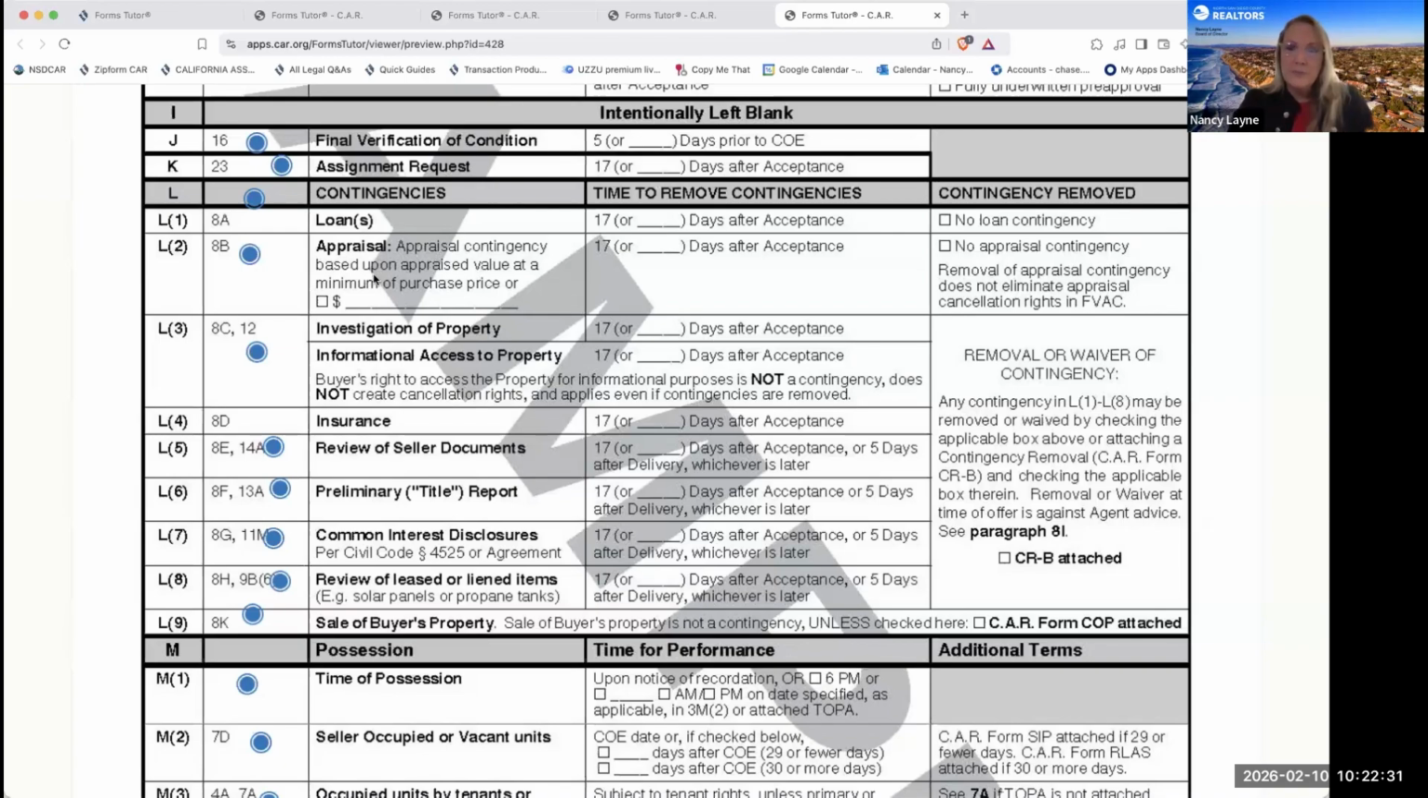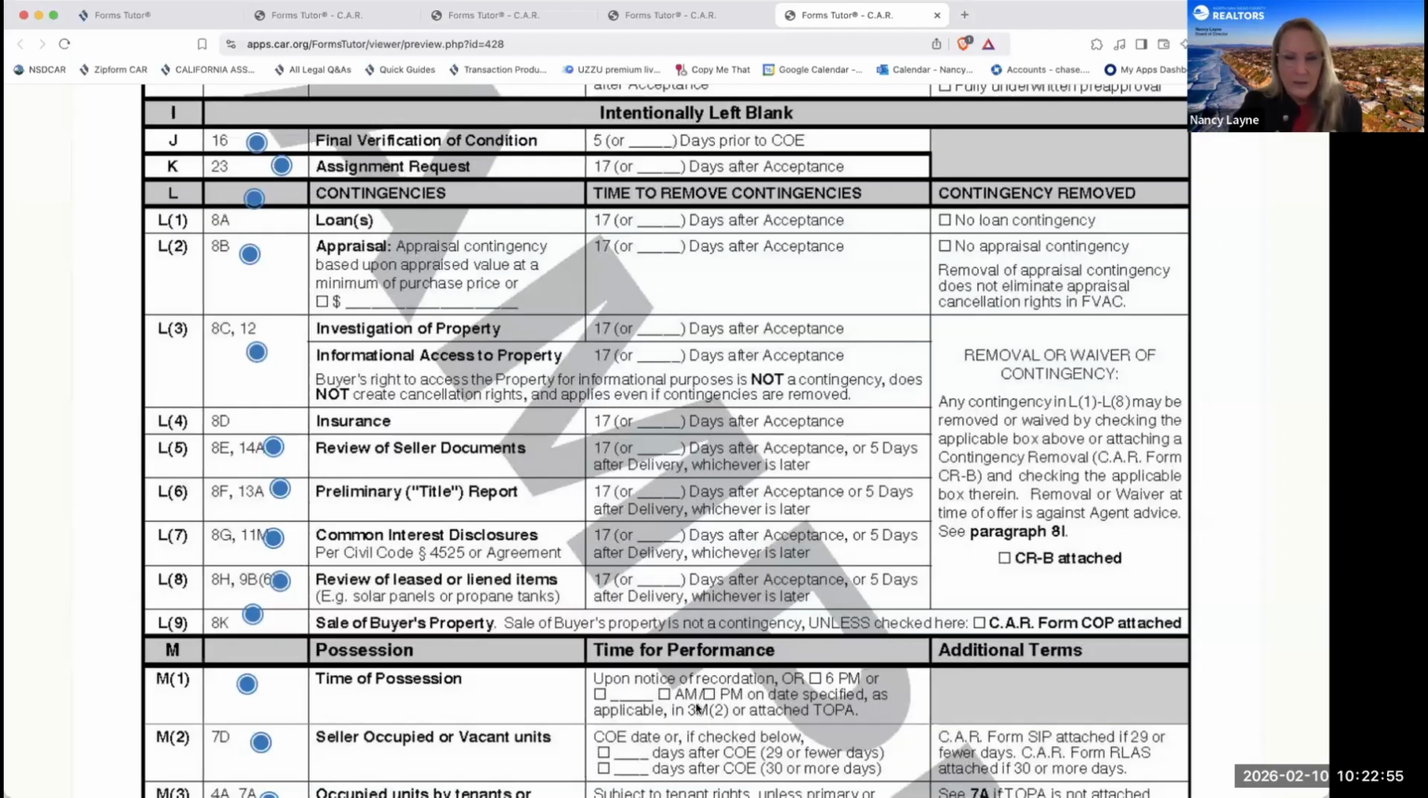The other thing about appraisals, by the way, is you are not obligated as a buyer to give a copy of an appraisal to a seller unless that is the reason you're canceling, or unless it's FHA or VA. Those two, and if that is the reason you are canceling, then you are obligated to give it to the seller.